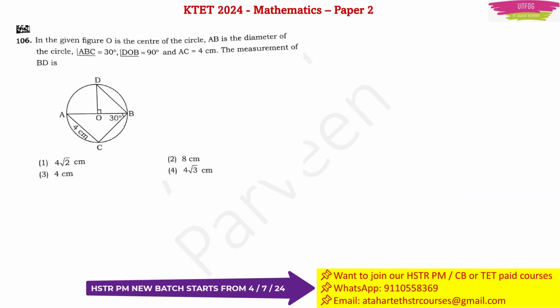Next question. In the given figure, O is the center of the circle, AB is the diameter of the circle, angle ABC is 30 degrees, angle DOB is 90 degrees, and AC is 4 centimeters. The measurement of BD is.